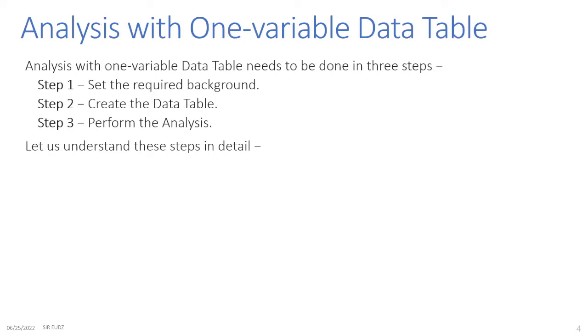Analysis with one variable data table. So analysis with one variable data table needs to be done in 3 steps. Step 1 is set the required background. Step 2 is to create the data table. And step 3 is perform the analysis. So let us understand these steps in detail.